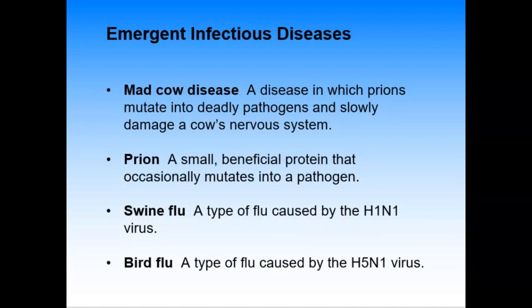Mad cow disease, it's a disease in which prions will mutate and they will affect a cow's nervous system. That was pretty well spread in England and in Europe. There were times where cows were not being able to be shipped in and out or in between countries in Europe because of mad cow disease.